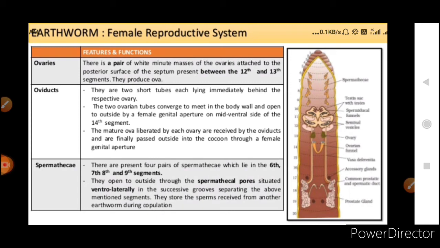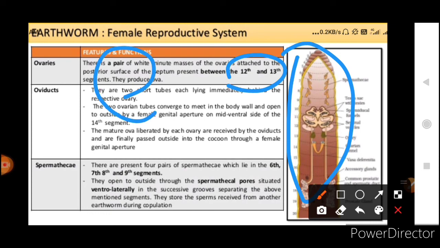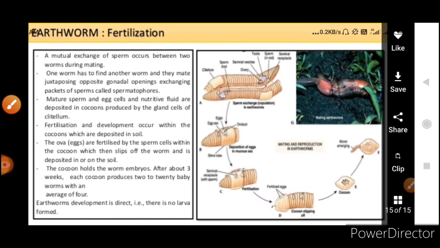Now, when we talk about the spermatheca, there are 4 pairs of spermatheca which lie in the 6th, 7th, 8th and 9th segment. They open to outside by the spermathecal pores situated ventrolaterally in the successive grooves separating the above mentioned segments, and they store the sperms received from another earthworm during copulation. So you can easily make out from this diagram in your textbook all the things which are present. Here you have to remember each and every segment and all the things which are present in the reproductive system.